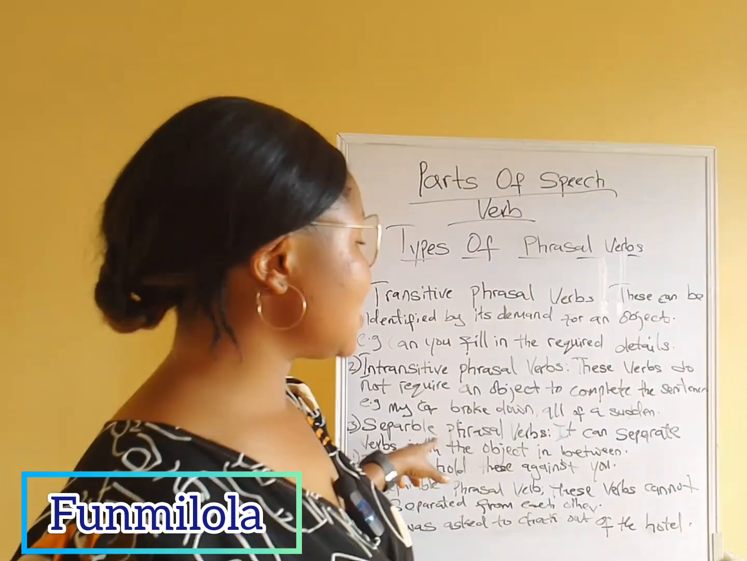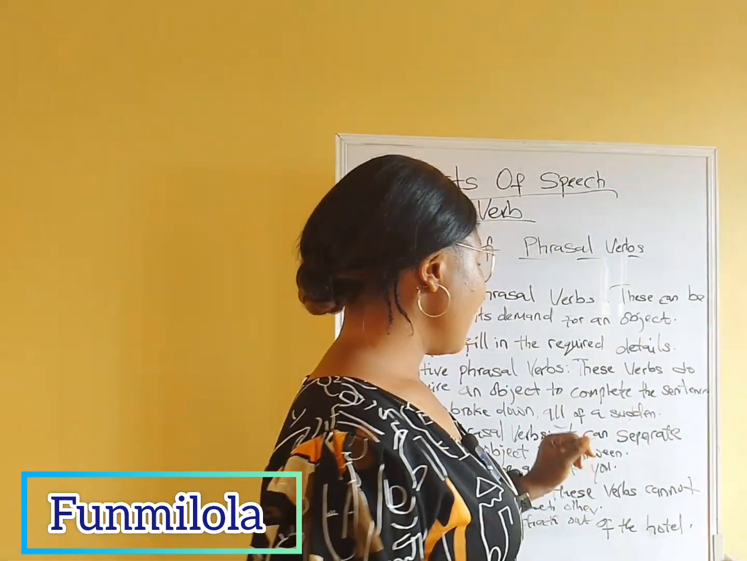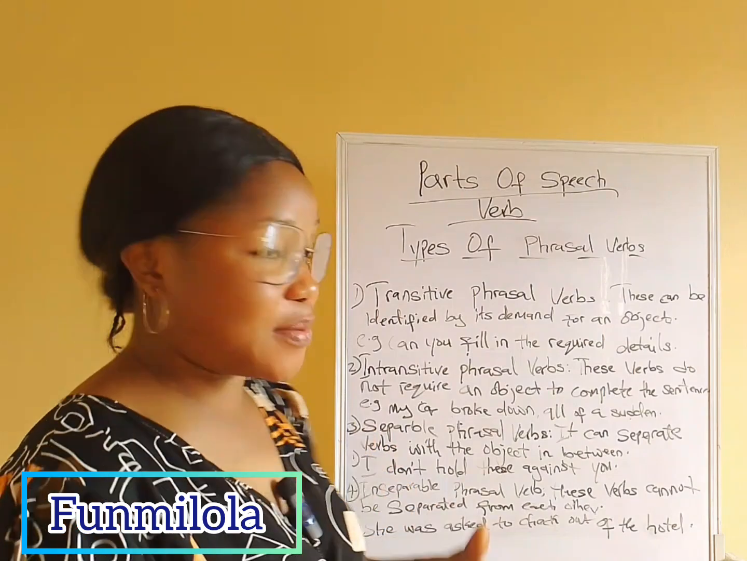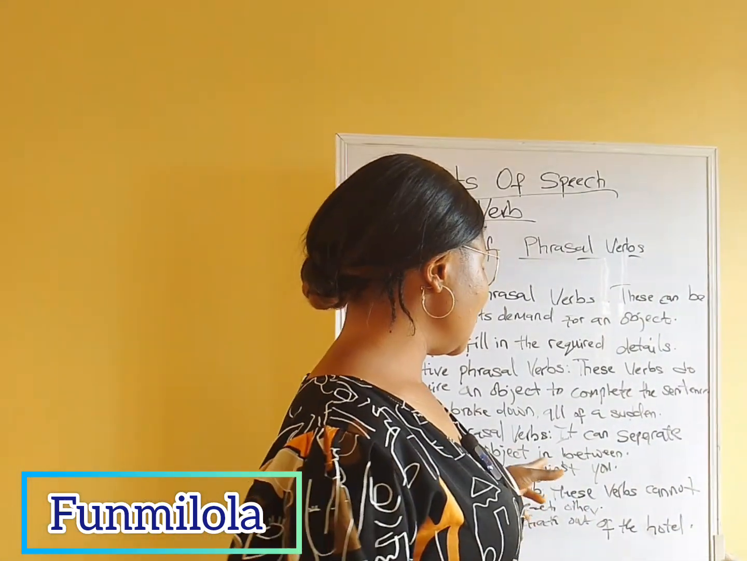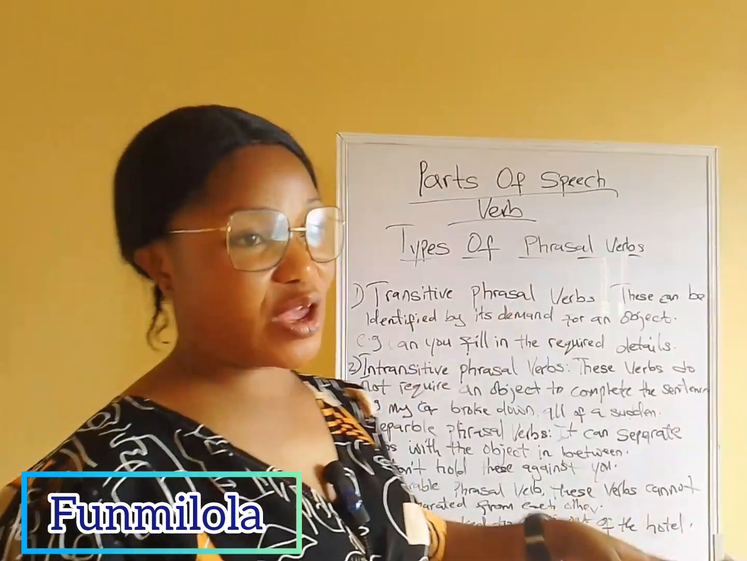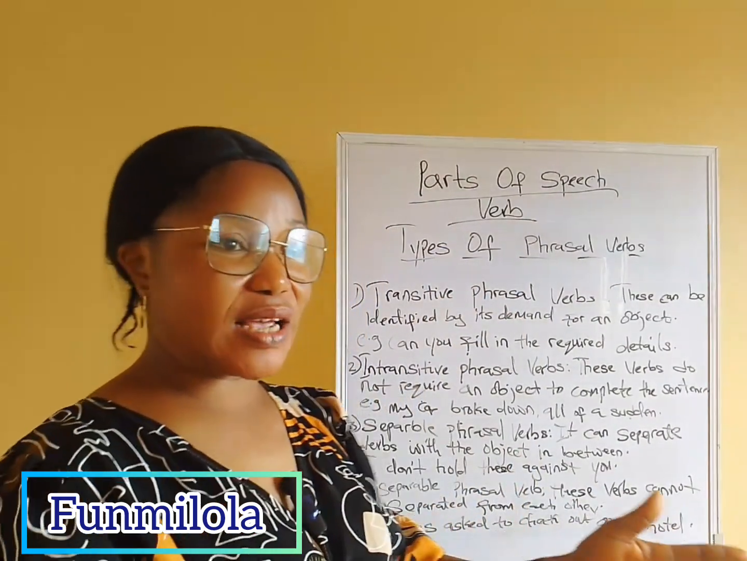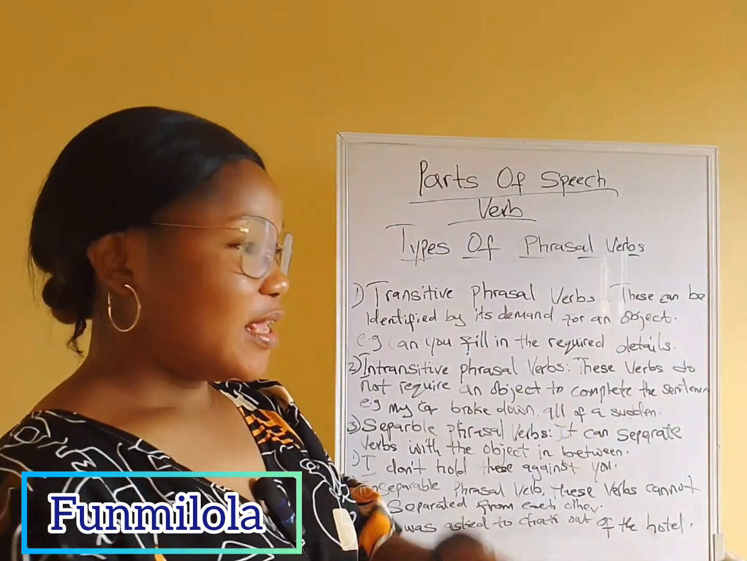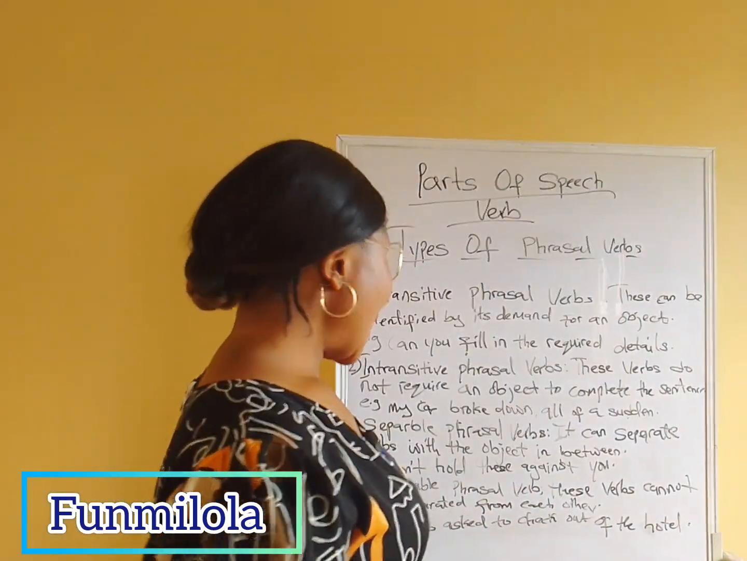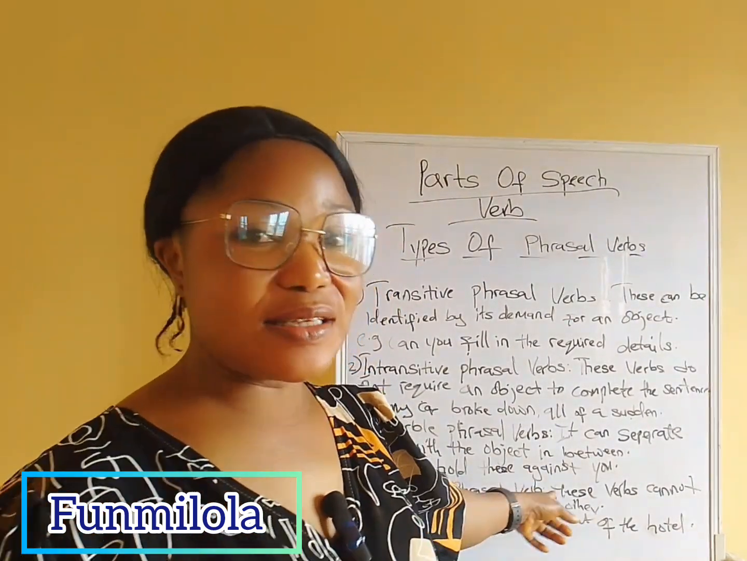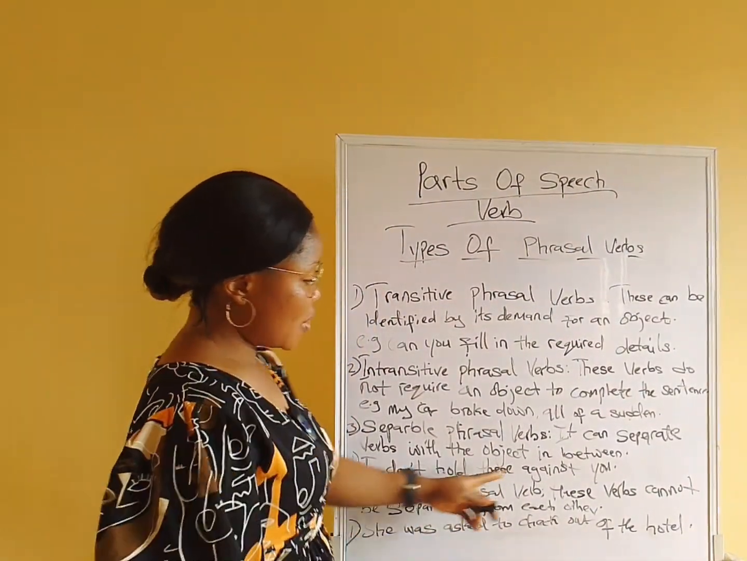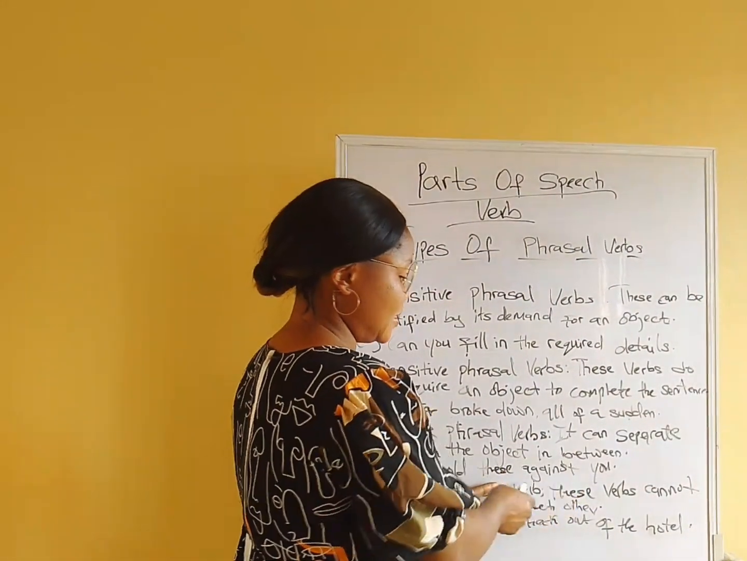The third one is separable phrasal verb. This can separate verbs, with the object in between. So this type of phrasal verb can be separated, so that you put the object in between the verbs. So an example is, I don't hold these against you. The phrasal verb here is hold, and we have the object here, and against.